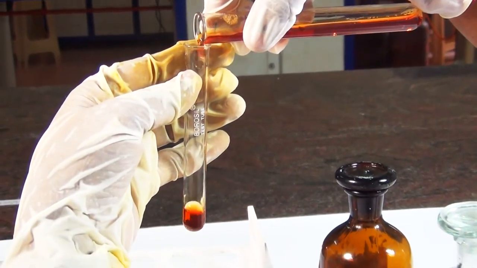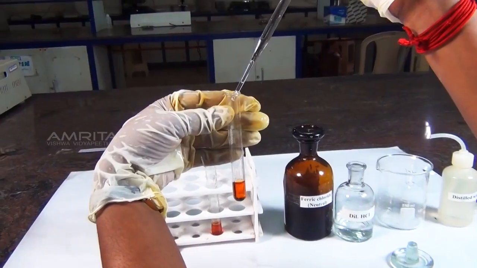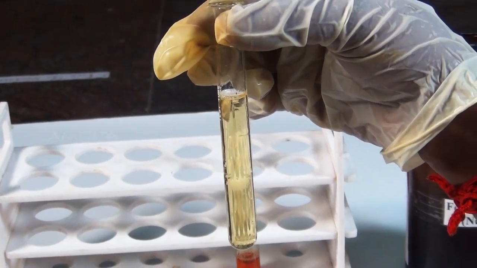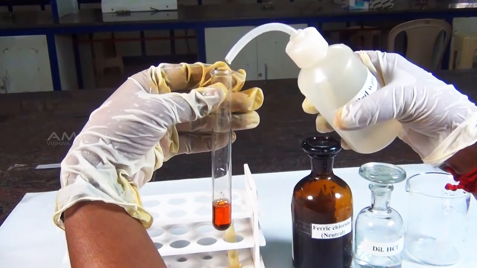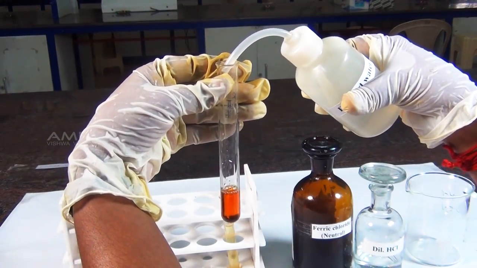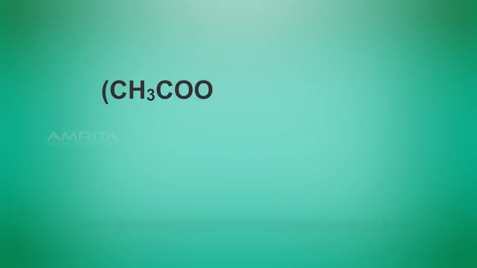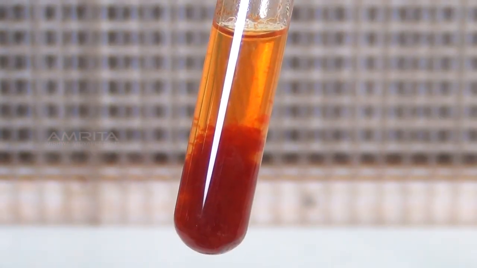Take 1 part of the filtrate in a test tube. To this, add dilute hydrochloric acid using a dropper. We can see that the reddish color disappears. Take the second part of the filtrate and add distilled water to it. Now, boil the contents of the test tube over the Bunsen burner. Ferric acetate reacts with water to form a reddish-brown precipitate of iron complex.